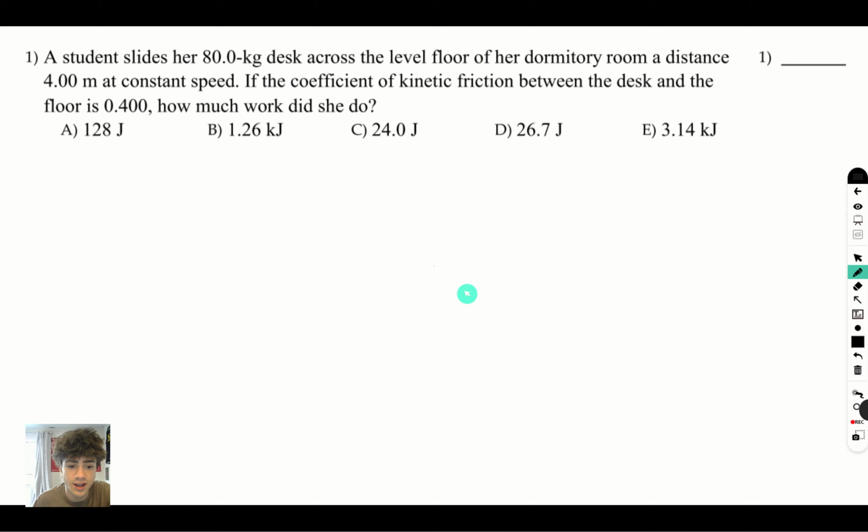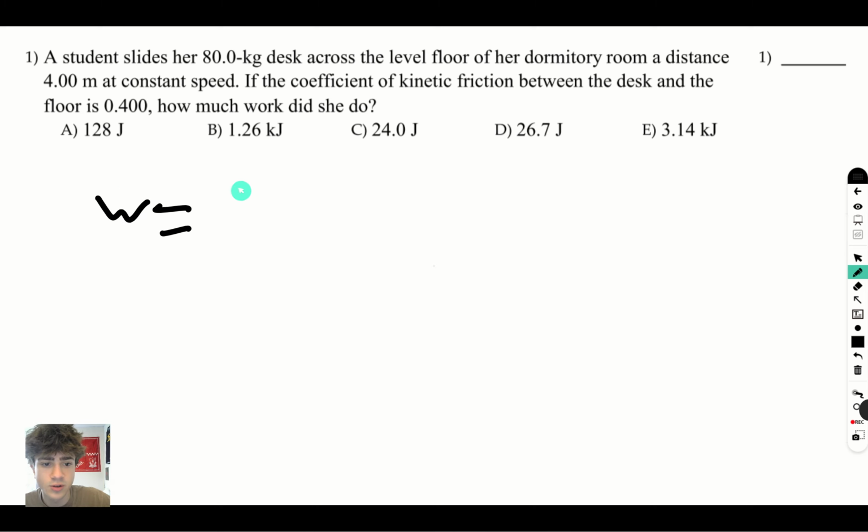Today we're looking at a kinetic energy and work problem, so let's get straight into it. A student slides her 80-kilogram desk across the level floor of her dormitory room a distance of 4 meters at constant speed. If the coefficient of kinetic friction between the desk and the floor is 0.4, how much work did she do? Alright, so let's get started by just writing out our work equation.